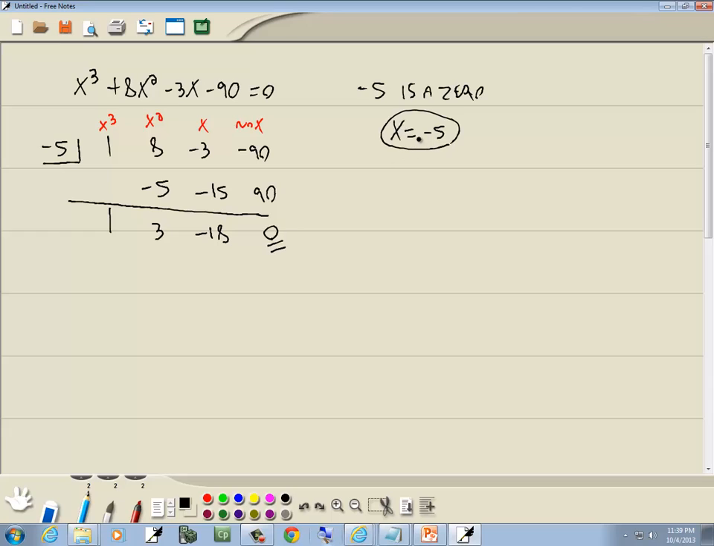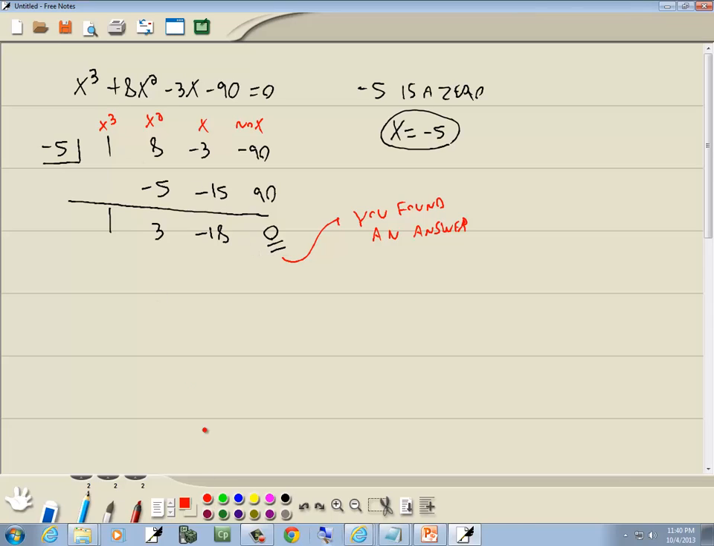Now if they tell you that negative 5 is a 0, they're telling you that's an answer. You have to get a 0 here, because again, remember, 0 is your remainder, means you found an answer. So you found an answer, which is no big surprise. They told us it was an answer. They told us it was a 0.